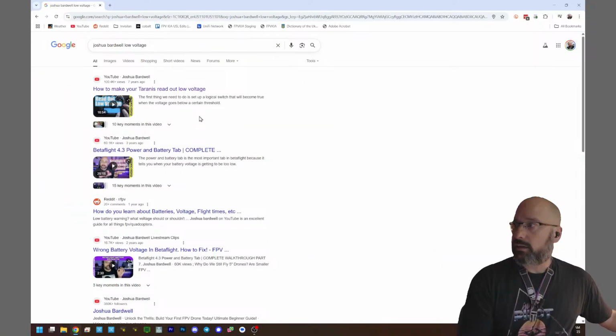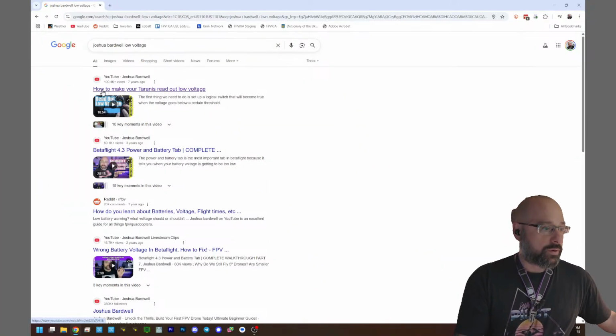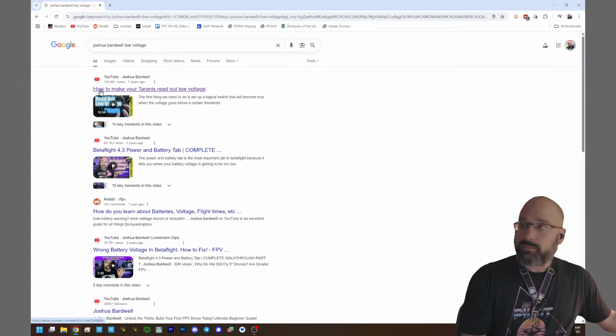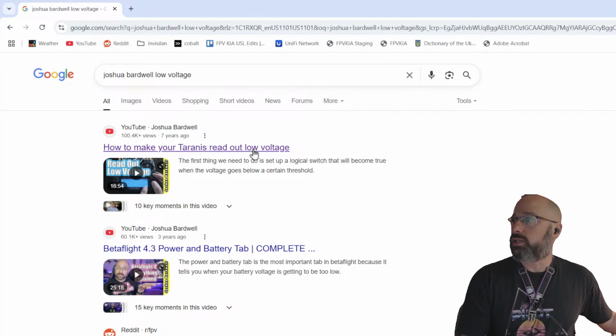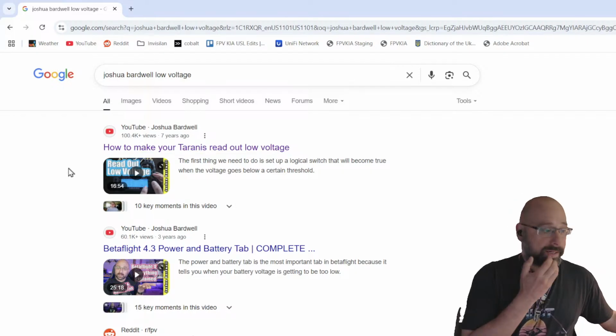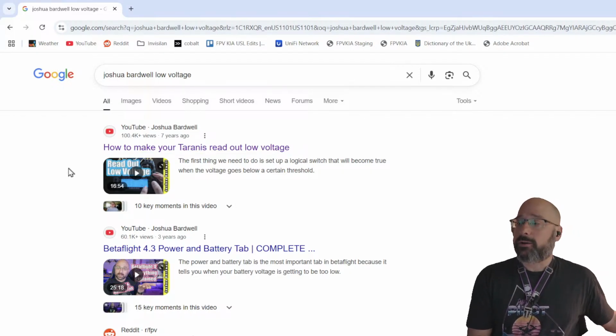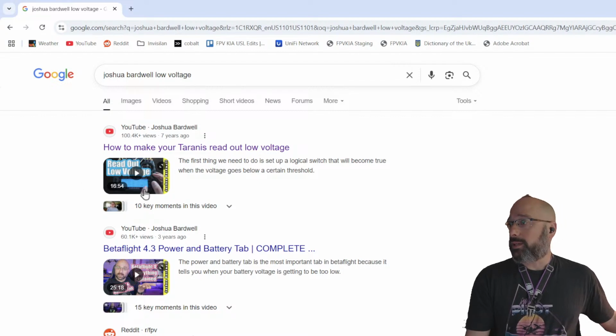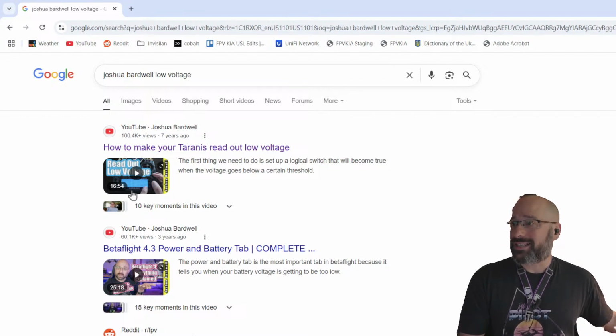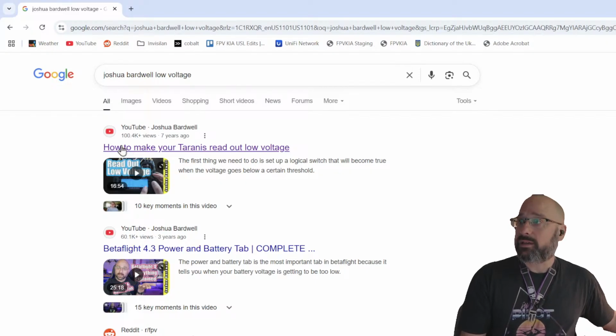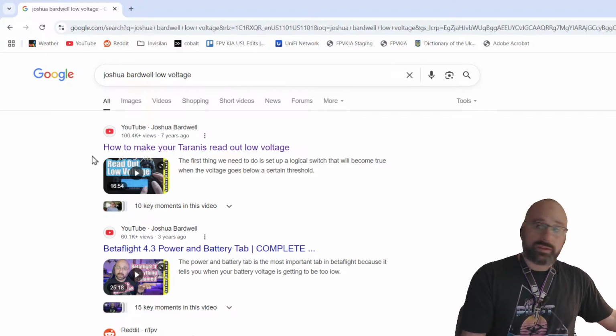Look at this. Oh my God, so professional. If you go back and look, this video, how to make your Taranis read out low voltage. This is an old video from, gosh, 7 years ago. The basic steps have not changed, though. The menus will look a little bit different, especially because this is an old Taranis X9D, so the screen is a different shape. But the basic steps are exactly the same as they are today. I don't think anything substantial has changed if you want to follow a tutorial. So there we go. That's how we do it.